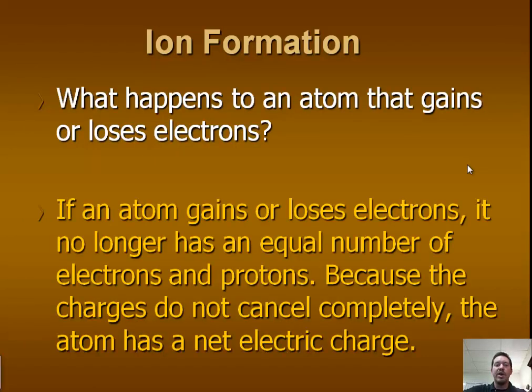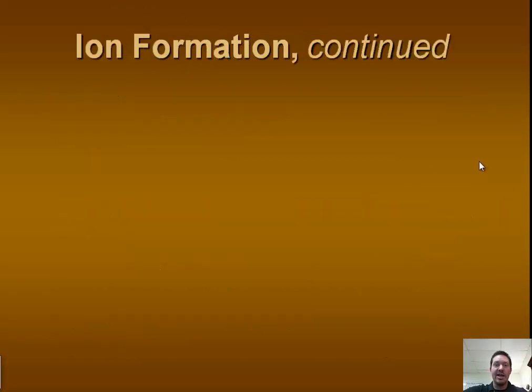So what happens when the atoms gain or lose electrons? If an atom gains or loses electrons, it no longer has an equal number of electrons and protons. Because the charges do not cancel completely, the atom will have a net electric charge. It is then referred to as an ion.